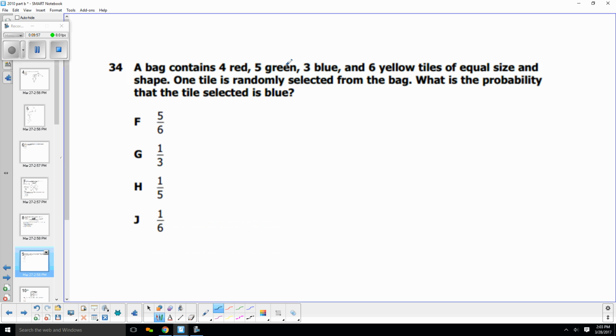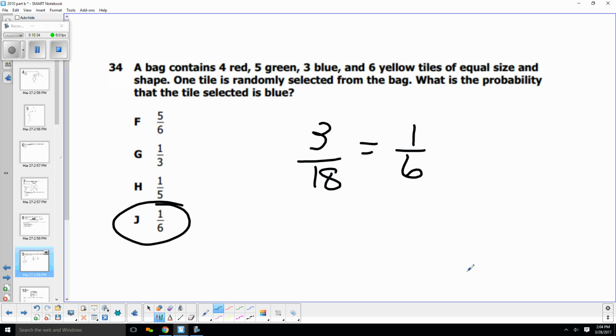A bag contains 4 red, 5 green, 3 blue, and 6 yellow tiles of equal size and shape. One tile is randomly selected from the bag. What is the probability that the tile selected is blue? So what is my ratio of blue to total? 3 to 18. Is that a choice? Nope, so I probably need to reduce. So if I reduce, that would be 1/6, and that's an answer, which is J.